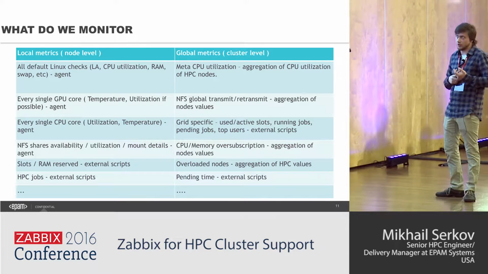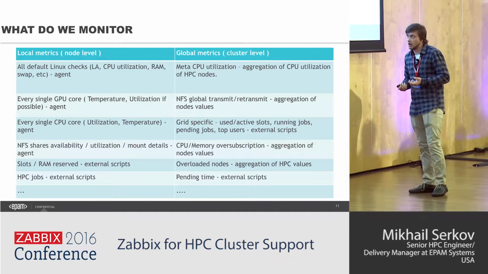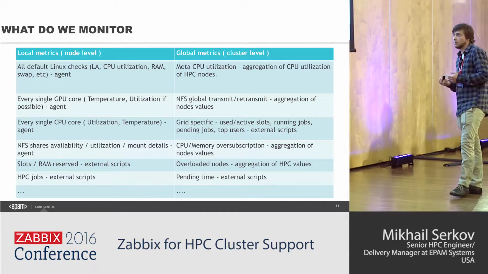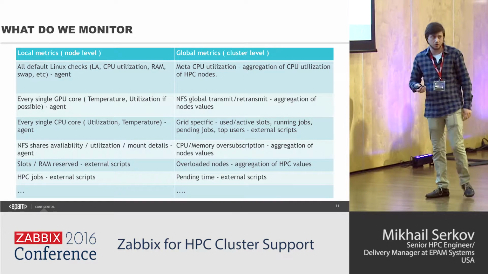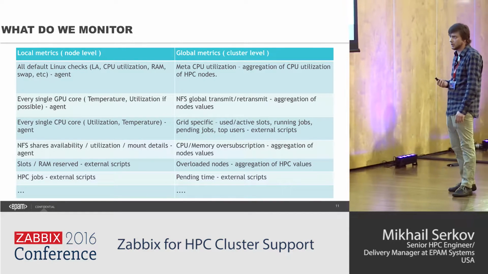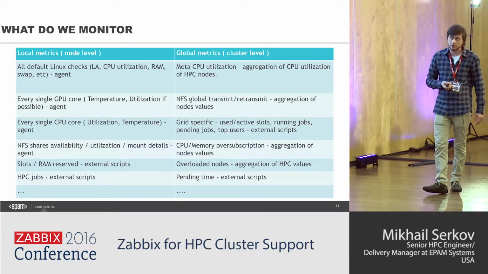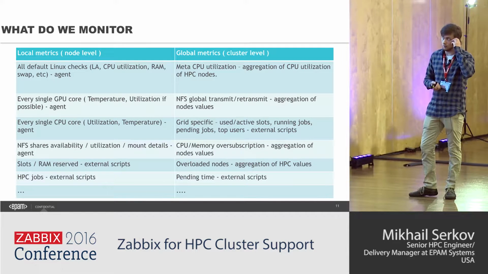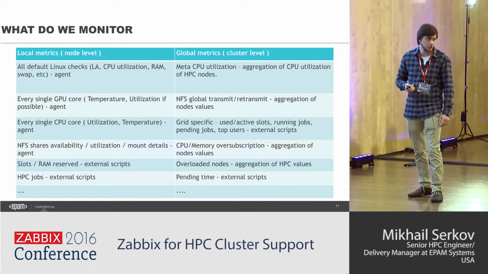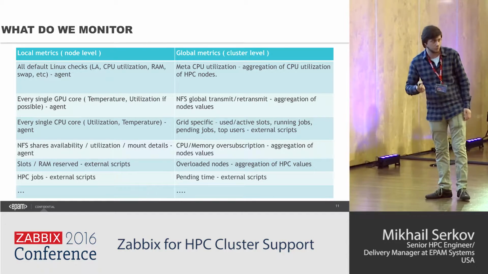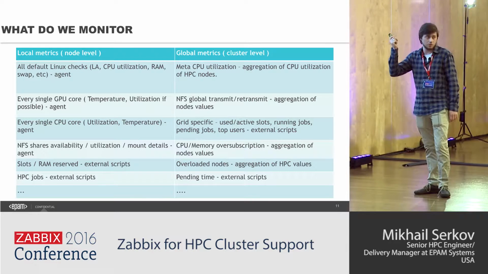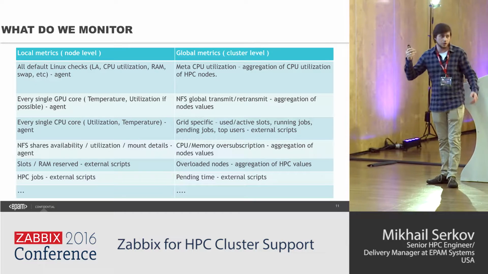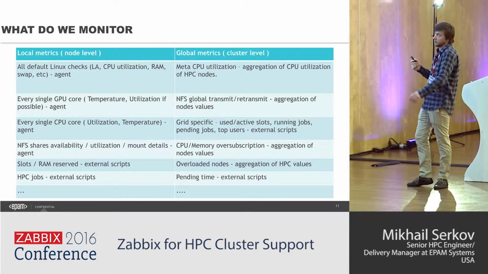We monitor NFS shares availability. It's kind of an essential thing, and also utilization of NFS shares, I mean IOPS. All these metrics come from the agent, so we don't use SNMP, we use only the agent. We also monitor everything coming from the scheduler. We have a lot of external scripts which get data from the scheduler and put it on the host level. Then we aggregate it in global metrics. For example, we have something we call meta CPU utilization, which is an aggregation of CPU on all the nodes.